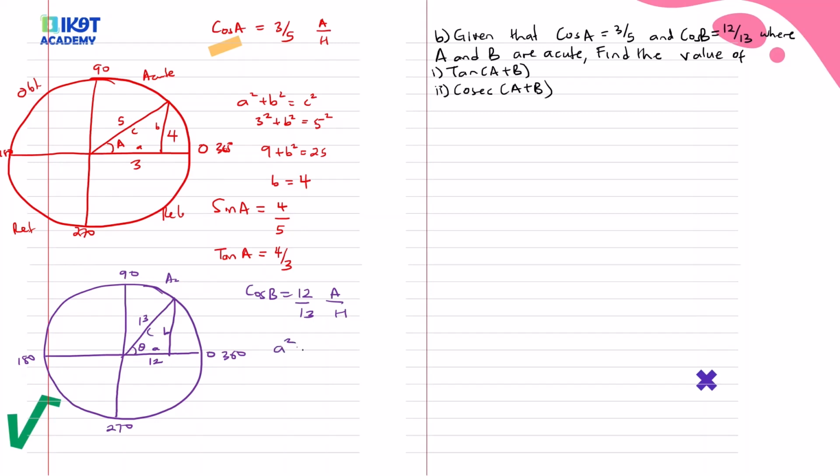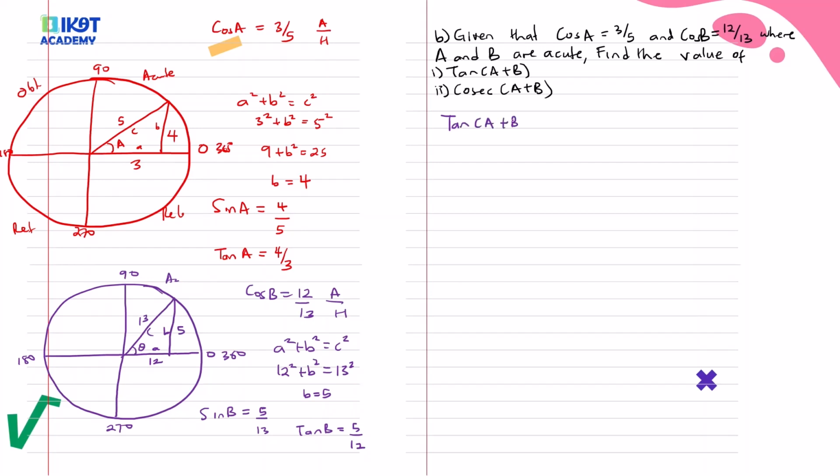So A squared plus B squared is equal to C squared. So this is 12 squared plus B squared is equal to 13 squared. So let me use a calculator. 13 squared minus 12 squared. So our final answer of B is 5. So this is 5. So we can say sine B will be opposite out of hypotenuse. Tan B will be opposite out of adjacent.